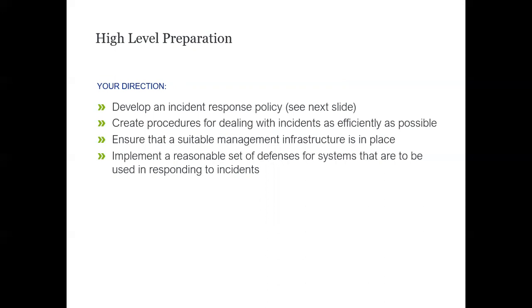We need to ensure that a suitable management infrastructure is in place and implement a reasonable set of defenses. We need to implement a reasonable set of defenses for the systems that are to be used in responding to the incidents.